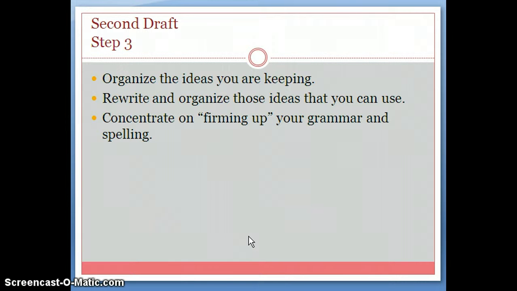Okay, now that I've evaluated it, I start to organize the ideas I'm keeping. I rewrite and organize those ideas that I can use, and I concentrate at this point on just what I call firming up the grammar and spelling, just so my brain's not going nuts because of all the misspells and all the poor grammar. I'm not really concerned still at this stage that my grammar and spelling is perfect.